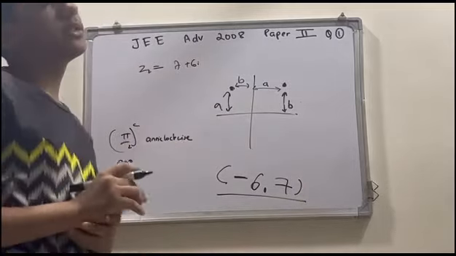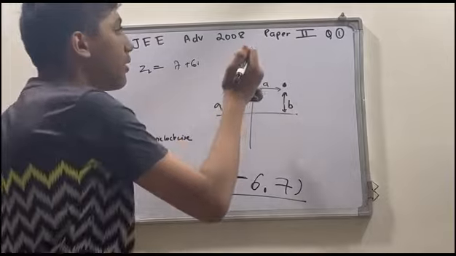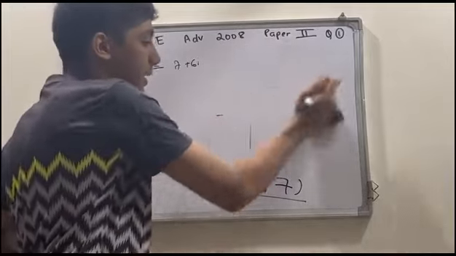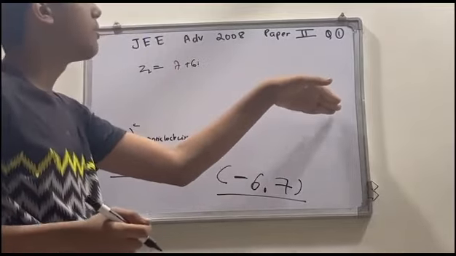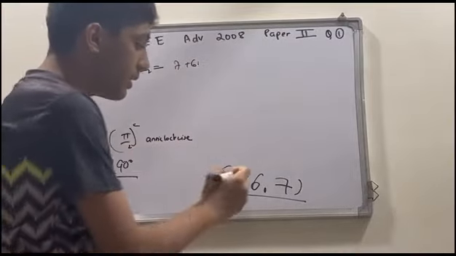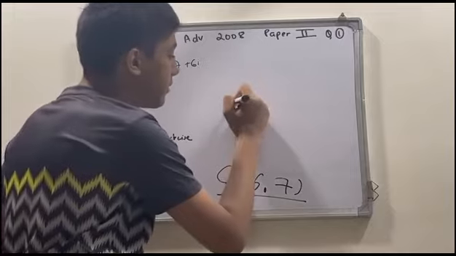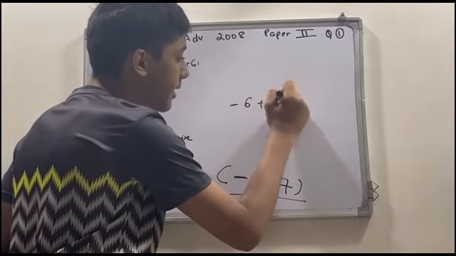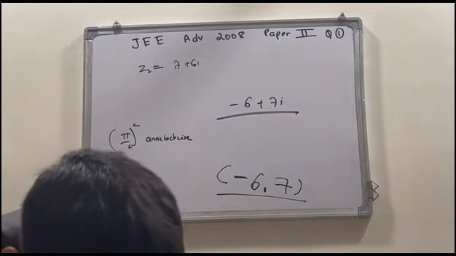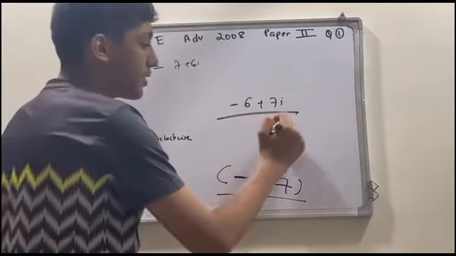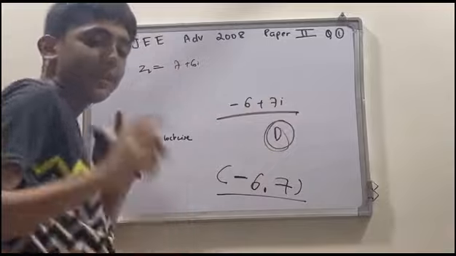Now I want to represent it again in terms of a complex number. As we learned, we can plot a complex number. Similarly, we can get a complex number from a plotted point. Minus 6 comma 7 is going to give you minus 6 plus 7i. Yeah, minus 6 plus 7i, which is option D. That is your correct answer.